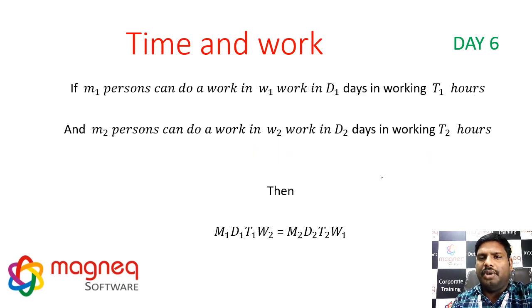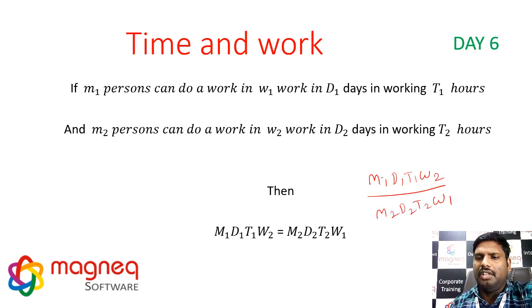If M1 persons can do W1 work in D1 days working T1 hours, and M2 persons can do W2 work in D2 days working T2 hours, then the relation is M1 D1 T1 W2 equals M2 D2 T2 W1. So we can write M1 D1 T1 W2 by M2 D2 T2 and W1. W1 and W2 interchange because manpower and work done are always inversely proportional.